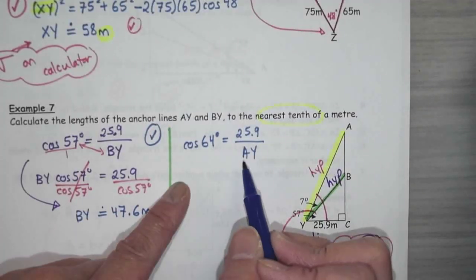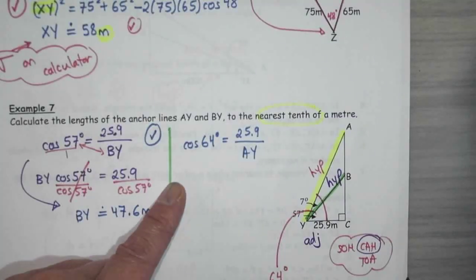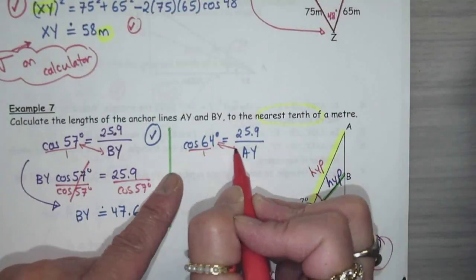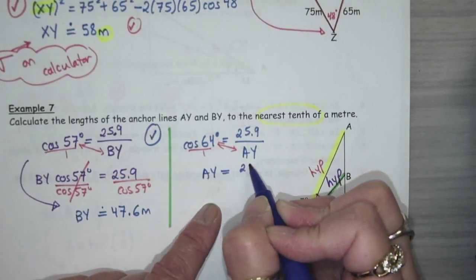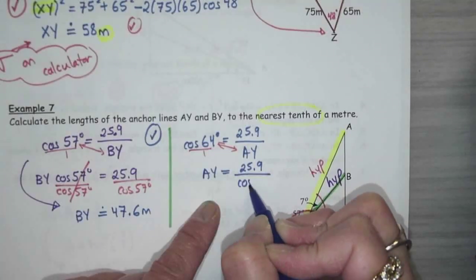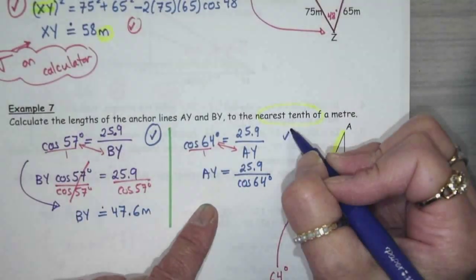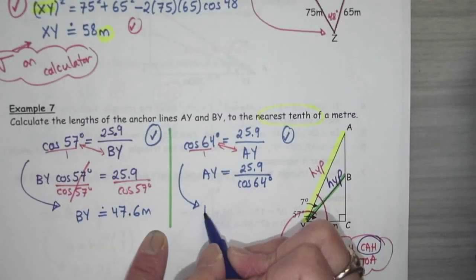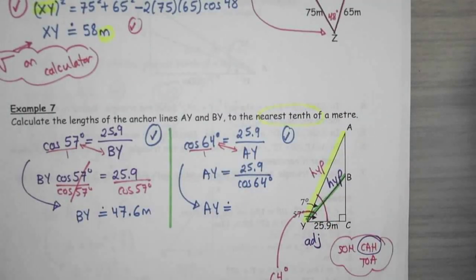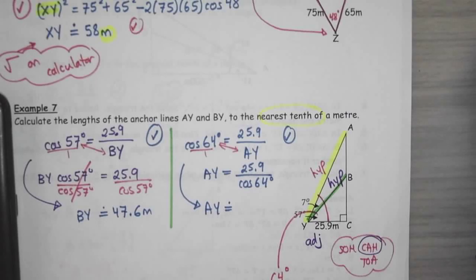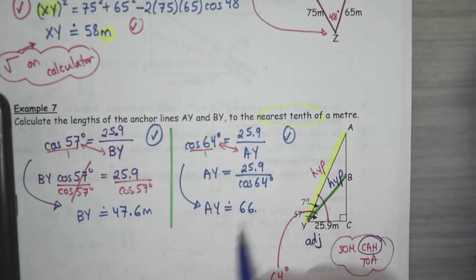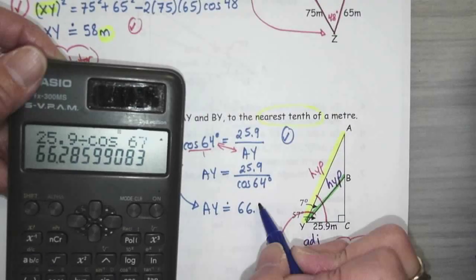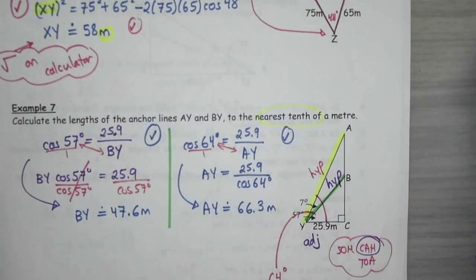Are you good if I try to just swap them right away? Is that okay? And we can do that because we know this is over 1, so we're just going 1 up, 1 down. So you can go AY is 25.9 over cos 64. So show me this. If you skip this, I'm okay. And you can go AY is approximately 25.9 divided by cos 64. And that's approximately 66 point, and it's 28, so 0.3 meters.